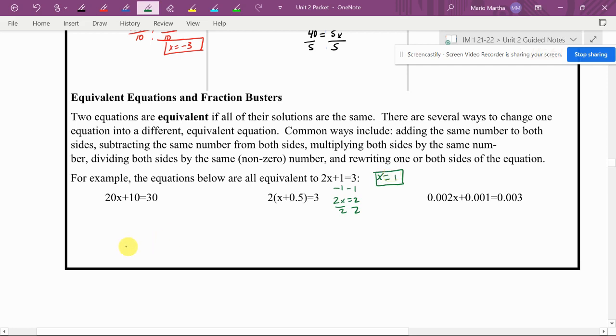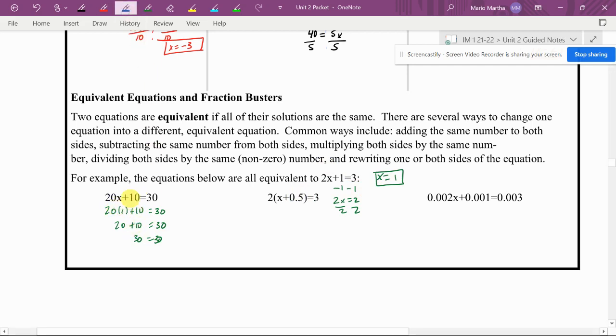So again, if I plug in 1 here, I'm supposed to get 30. That's supposed to make it true. So 20 times 1 is 20, and then plus 10, that's the same as 30. So we check off. So again, that means that these two are equivalent equations because they provide the same solution to the equation.